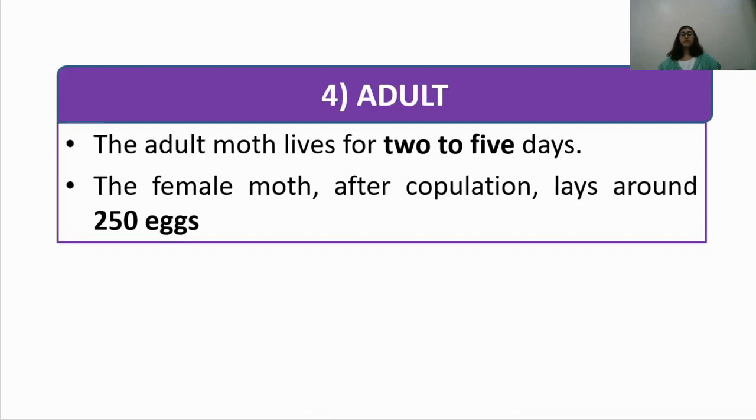The last stage in the life cycle is adult. Adult moth lives for 2 to 5 days. The female moth after copulation lays around 250 eggs.